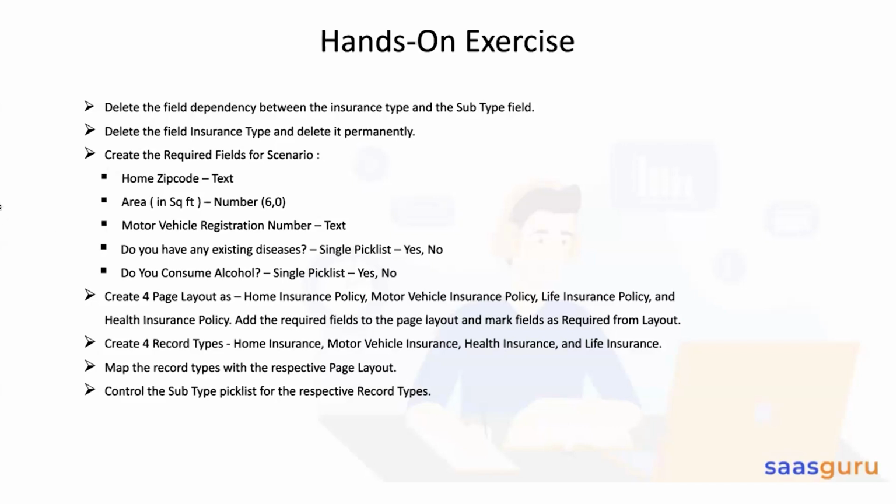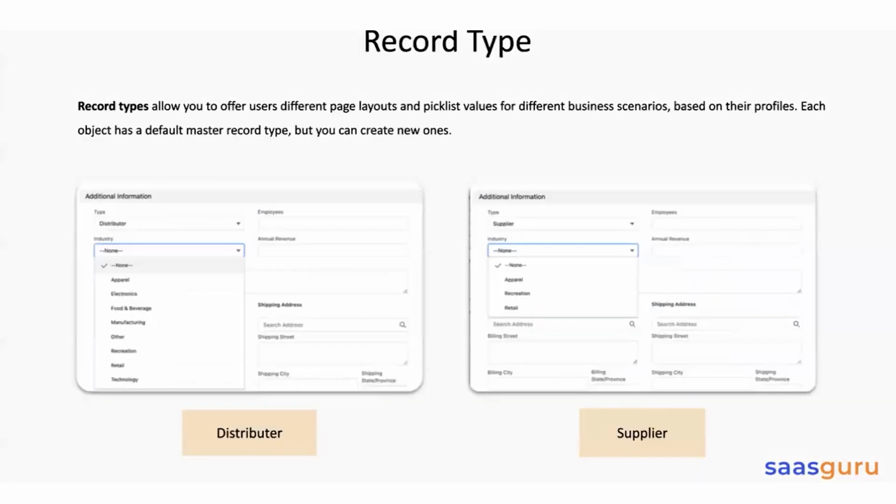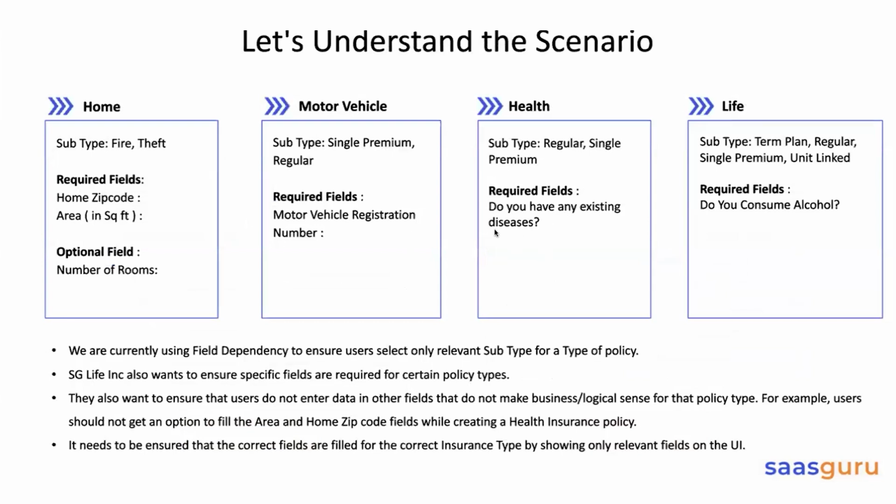Now, a couple of fields that we'll be introducing, which would be record type specific. For example, if we are selling home insurance, there are two fields, home zip code and area in square feet, that we'll be adding to the home record type page layout. Then motor vehicle registration number is important, is required if we are creating a motor vehicle insurance policy. If we are selling health insurance, then there should be a required field as, do you have any existing disease? If you're selling life insurance, there is another required field called, do you consume alcohol?